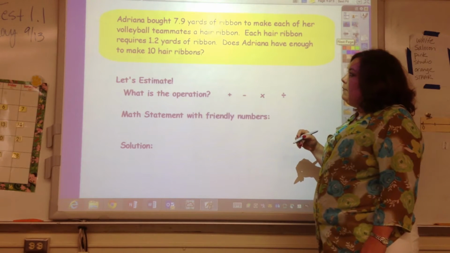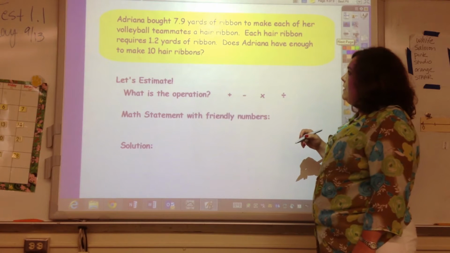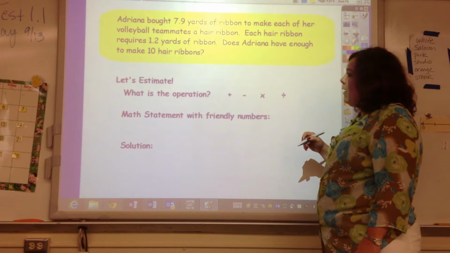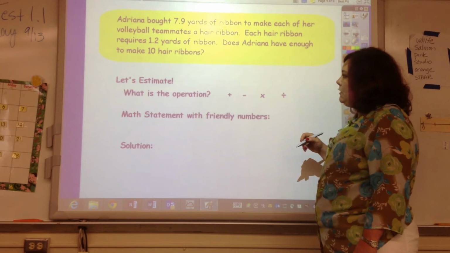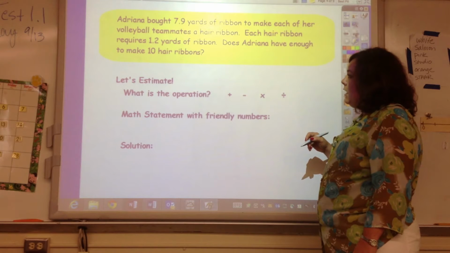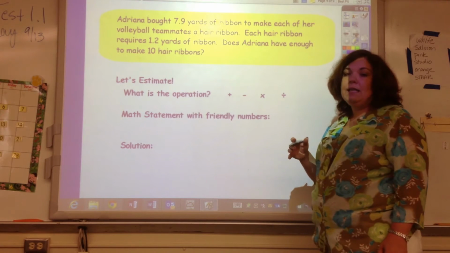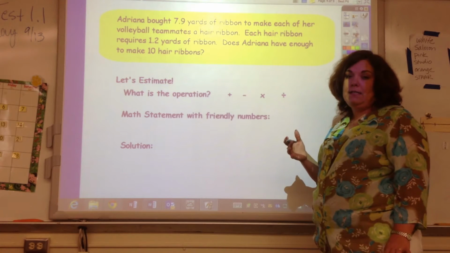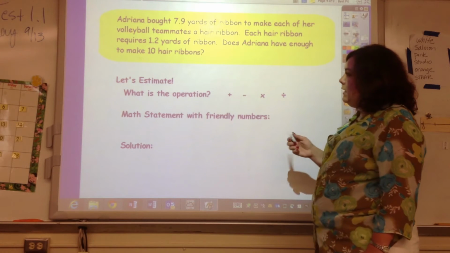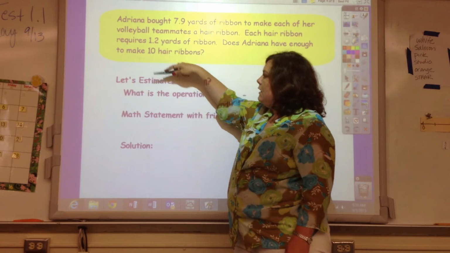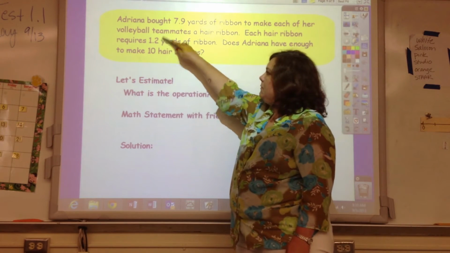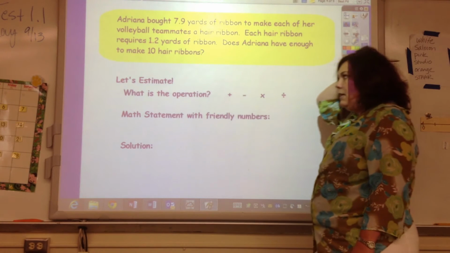Andriana bought 7.9 yards of ribbon to make each of her volleyball teammates a hair ribbon. Each hair ribbon requires 1 2/10 yards of ribbon. Does Adriana have enough to make 10 hair ribbons? So she has to have enough to make 10. So let's look at, we can either divide this out and then subtract from 10, or we can multiply this and see what we get.